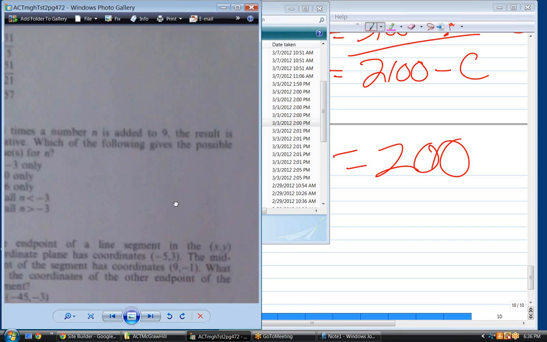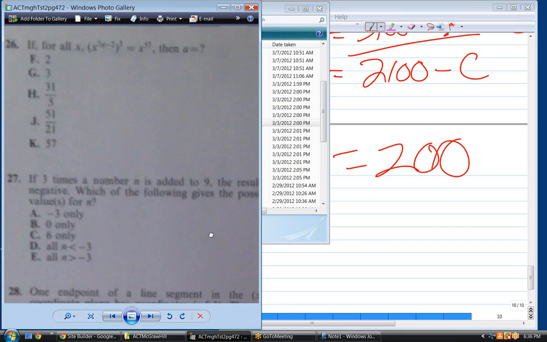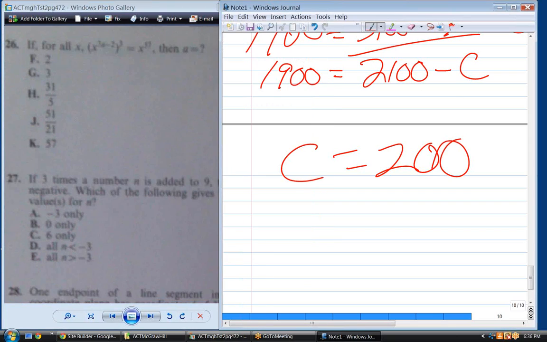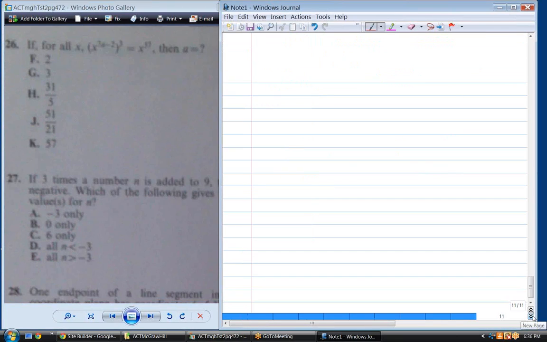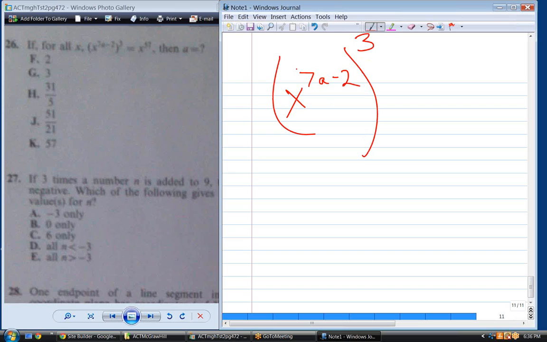Uh-oh, blurriness. That's okay. Well, I can always write them out. I can see them. Let's see. I think I can see them. Is that x to the 7a? I think it is. X to the 7a minus 2, the whole thing cubed. Yeah. And that's equal to x to the 57th. And the question is, what is a?